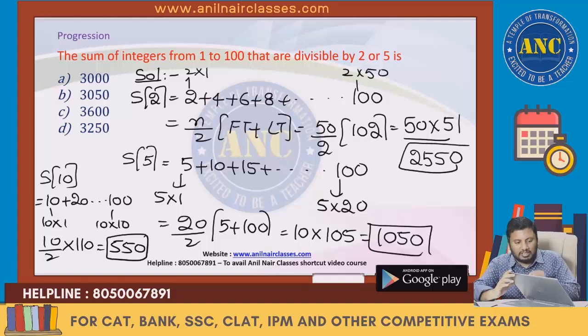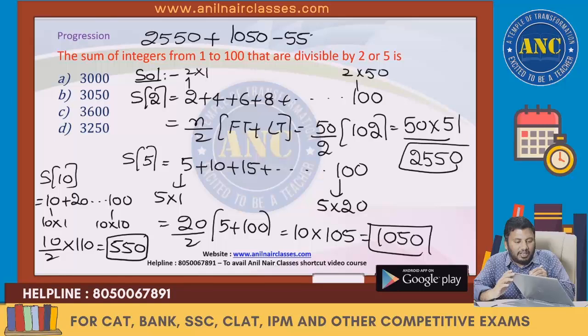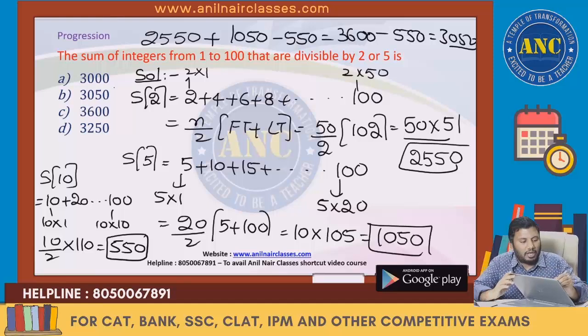What will be the answer? The answer is the sum of those divisible by 2, which is 2550, plus those divisible by 5, which is 1050, minus 550. So it is 3600 minus 550, which is 3050. I hope the idea is clear.